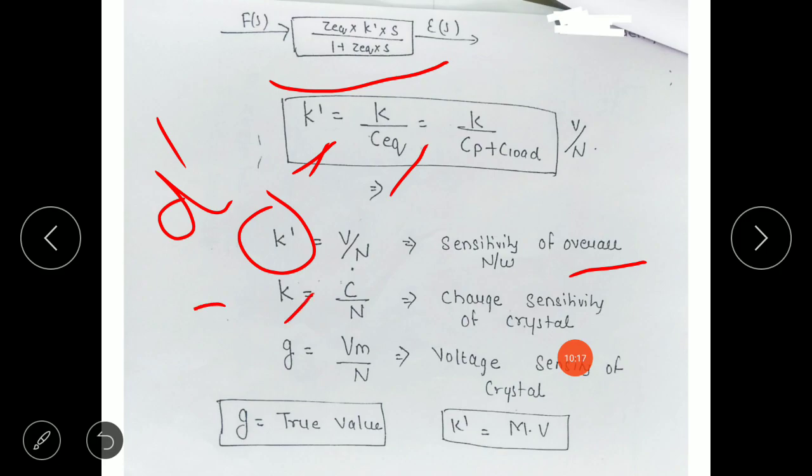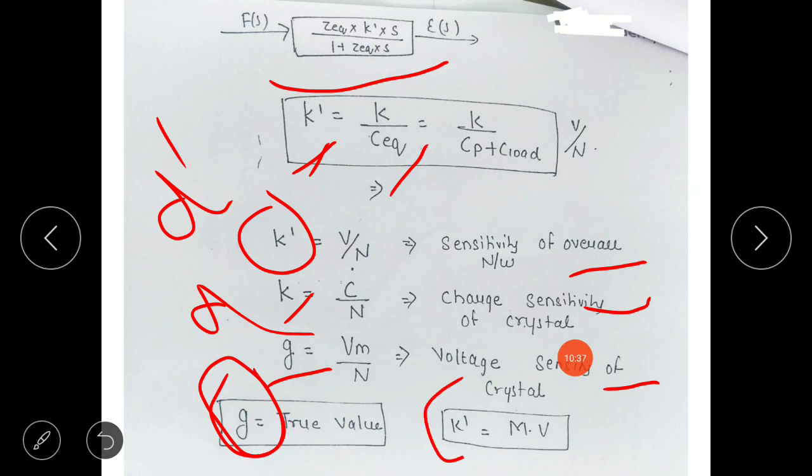K, or you can say D, is the charge sensitivity of the crystal, as I've already told you in my previous slides, and G is the voltage sensitivity of the crystal. So basically the true value of the piezoelectric network that should come out is this G. This is the voltage sensitivity, that is the true value. But what we get, K dash, or D dash, is the measured value, that is the sensitivity of the overall piezoelectric network, and it gets affected because of the application of the amplifier and cable.